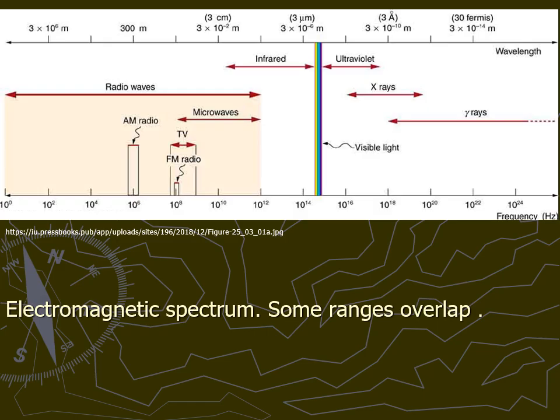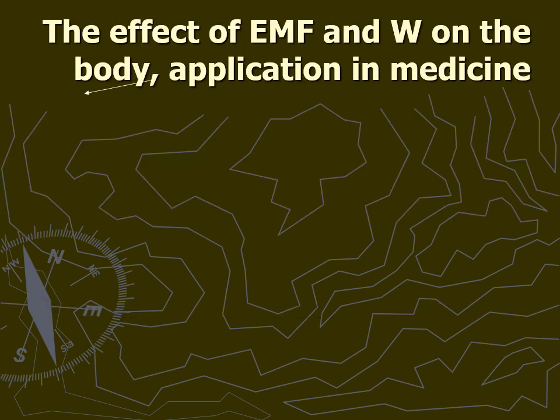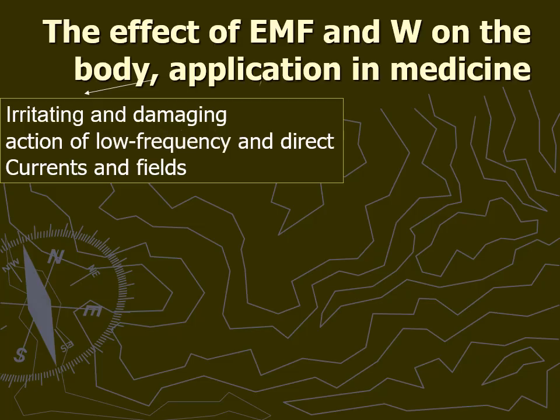That is, for example, X-ray radiation overlaps with ultraviolet radiation. Here, the division into different types of radiation depends on the method of obtaining them. But in the wavelength range, these radiations can overlap, and also in the frequency range. So, we are just dealing with these concepts.